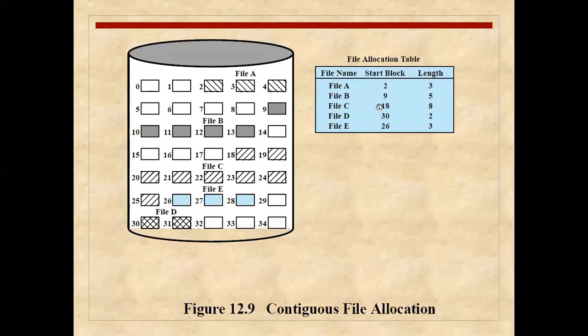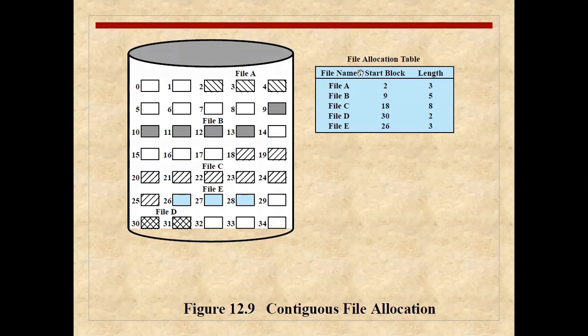So the first one is contiguous file allocation. In contiguous file allocation, as you can see, this is your memory, complete memory. Here we have different blocks where you can put your data. Every block has some unique number, or you can say the address. You will have a file allocation table along with all the allocation methods.